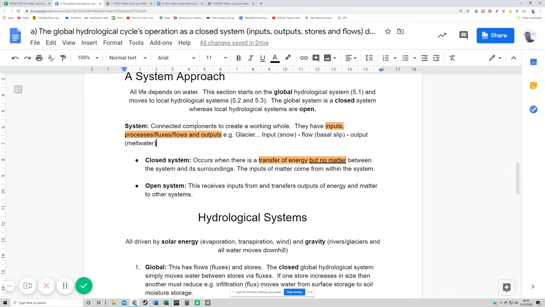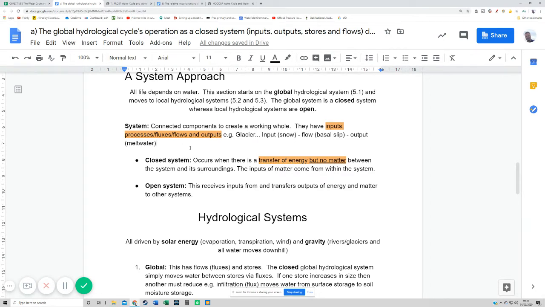So they have inputs, so you eat. We have processes and fluxes and flows. So this is moving energy from one part of the system to the other. But in terms of hydrology, that's moving water from one store to another. And that's called a flux. So you may move water from the ocean store, evaporate it, and it might be moved to the atmosphere and stored in the atmosphere. And outputs are where matter's lost to the system.